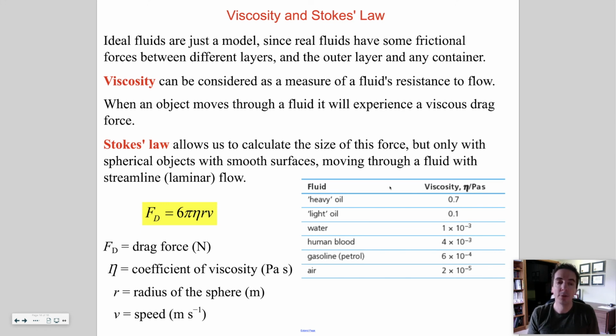So when an object moves through a fluid, it will experience what we call a viscous drag force. Stokes' law allows us to calculate the size of this force only for spherical objects with smooth surfaces moving through a fluid with streamline or laminar flow.